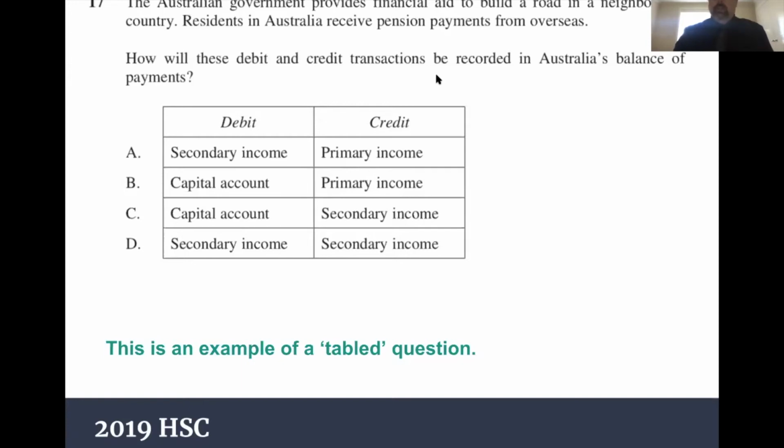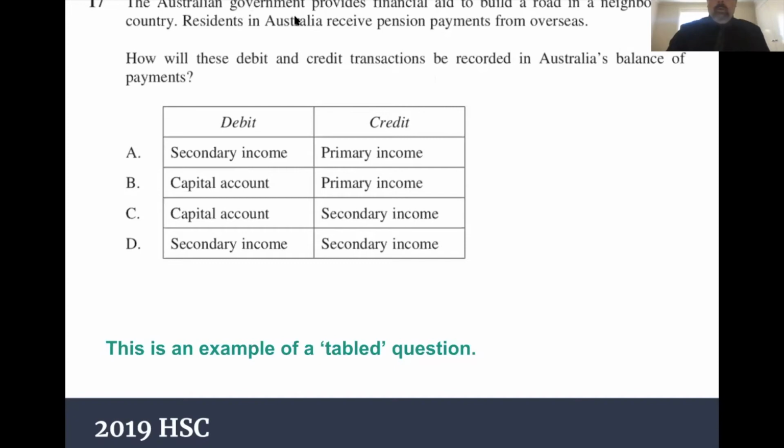So again, you should have done lots of work on the components of the balance of payments, what constitutes a debit and a credit. So simply looking, first of all, what's your idea of a debit or credit? Okay, so typically a debit transaction is money leaving Australia, and a credit transaction is money coming into Australia. And obviously we've got our 2 accounts, the current account on the left and the capital and financial account on the right. Okay, so with this particular question here, you would say, therefore, we're looking at financial aid to build a road in a neighbouring country.